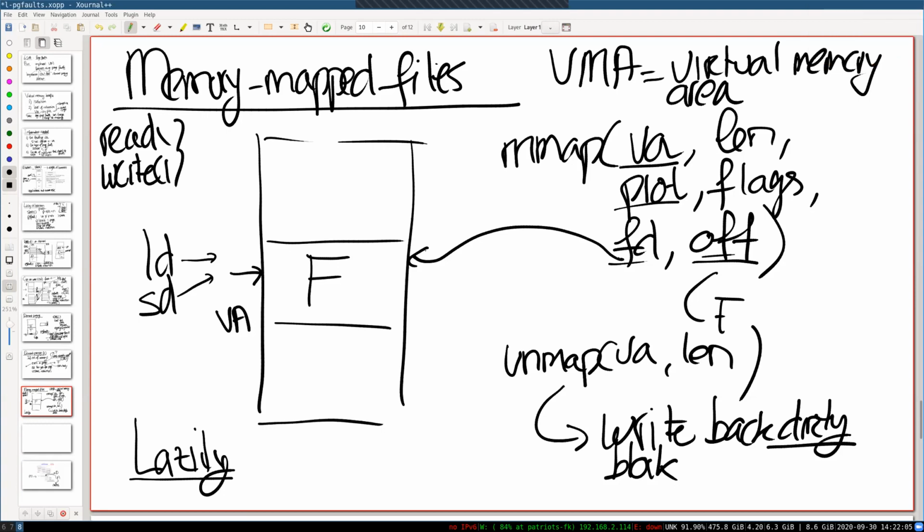I'm sorry, what is length and what is flags? Length is the length of the area you want to map the file, the number of bytes. Prot is read, write, X. Flags, you'll see when you do the unmap thing. This has to do with whether the area is mapped private or shared. If it's mapped shared, then it can be shared among multiple processes. Any further questions about this?